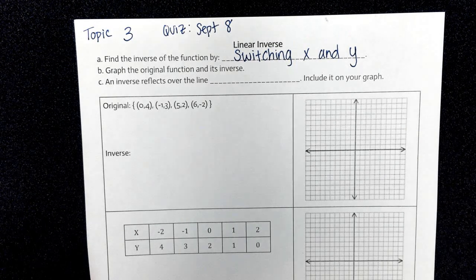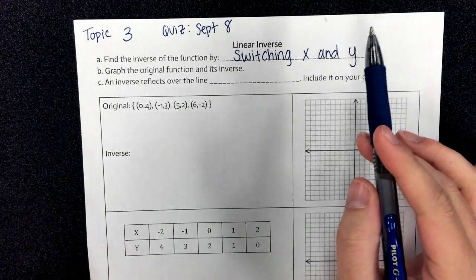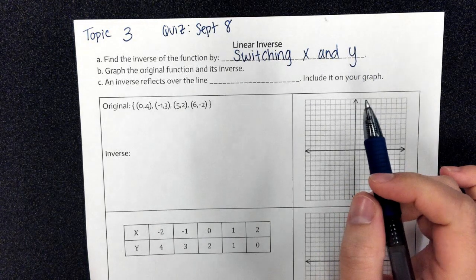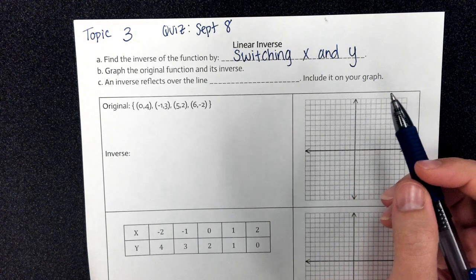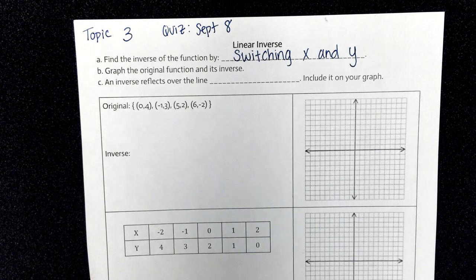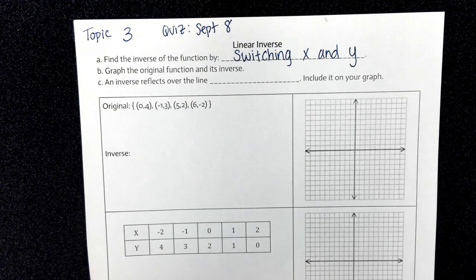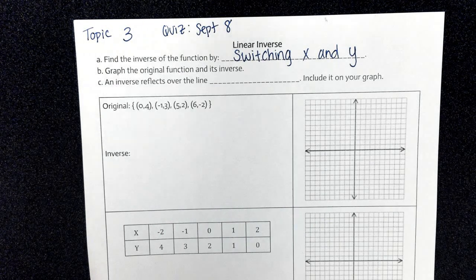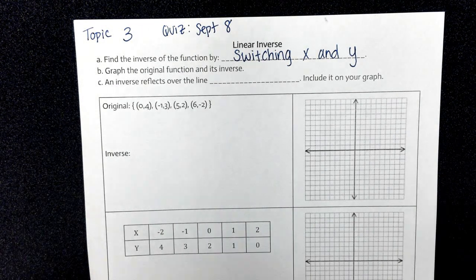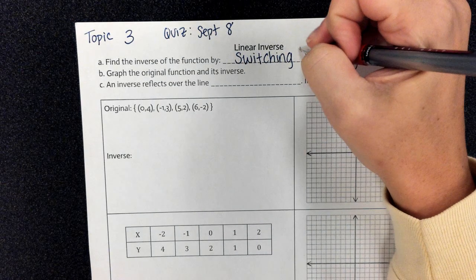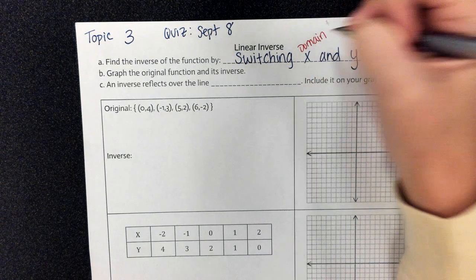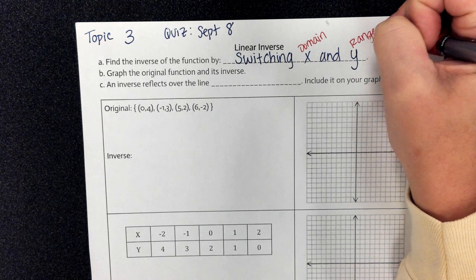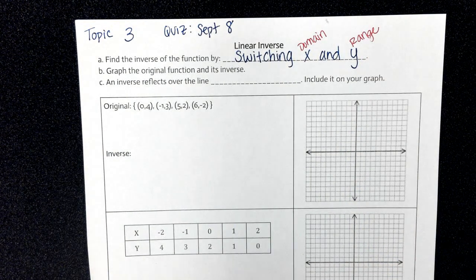Every single time. Now, think before you speak. There's another word for x and there's another word for y, and you just took a quiz over them. Domain and range. So if my x and my y value switch, what else has to switch? My domain and my range. Make sure we write that down. My domain above x and range above y also have to switch.